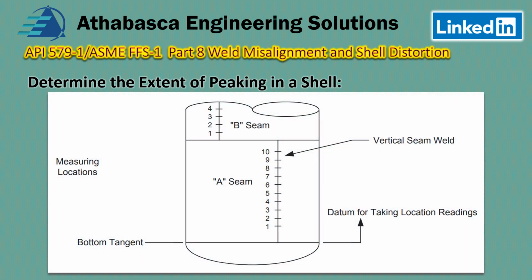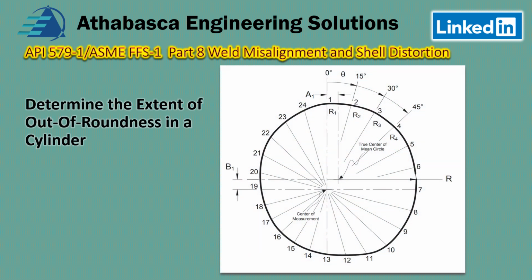A diagram is shown of the recommended vertical weld spacing that one could use when they want to characterize the shell peaking. And so we typically start from the tangent on the pressure vessel, and we work our way from one end. And the extent of out of roundness in a cylinder.